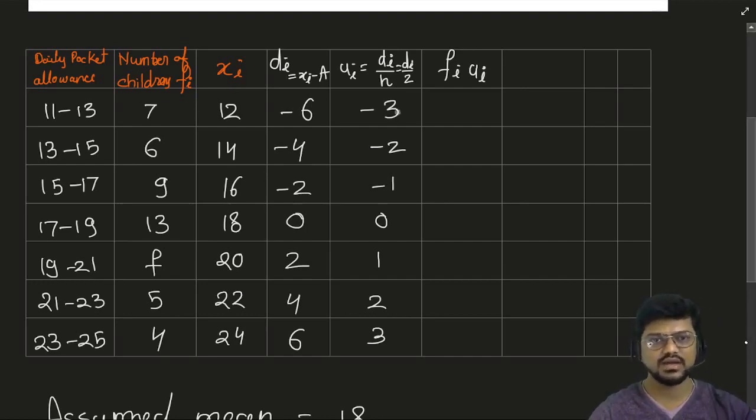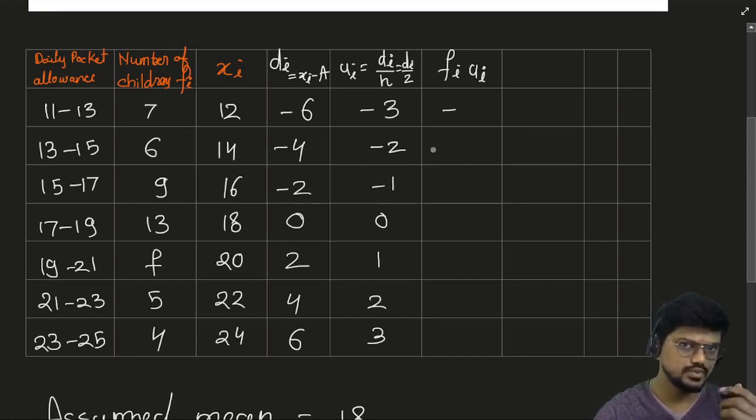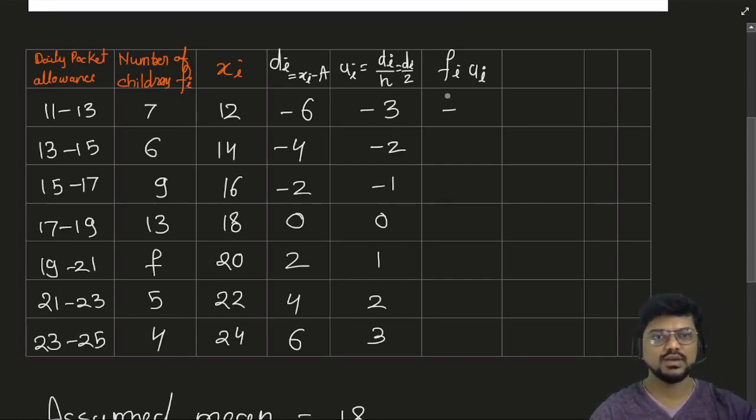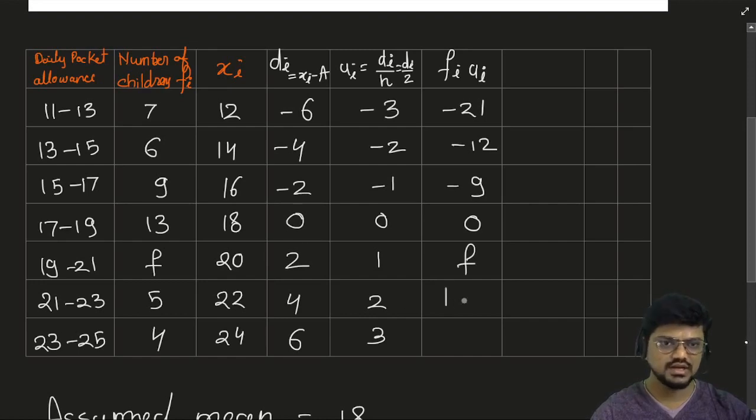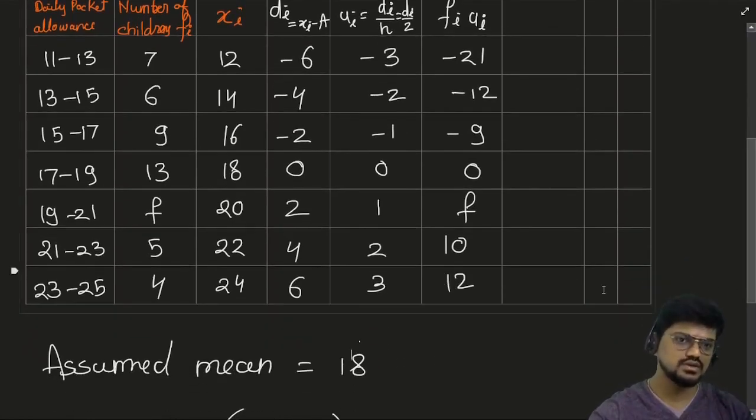So 7 into minus 3, that is how much? Minus 21. 6 into minus 2, minus 12. 9 into minus 1, minus 9. 13 into 0 is 0. F into 1 is F. 5 into 2 is 10. And 4 into 3 is 12. Right? We'll do summation of all of them.